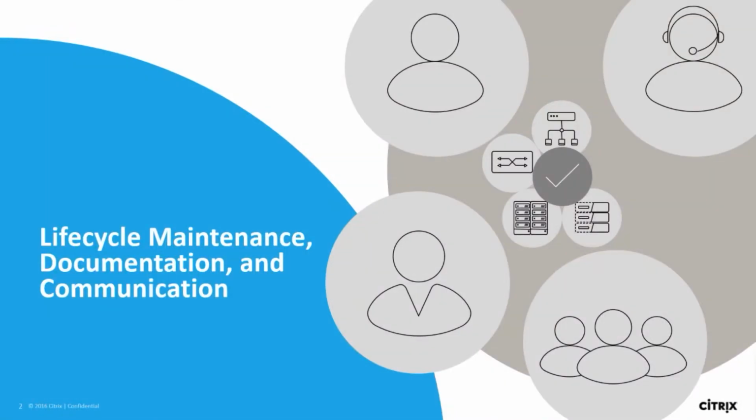Second, lifecycle maintenance, documentation, and communication. When a machine has a lifecycle event, like a reboot or an update, the dev team might let the admins know. Then the admin performs a task on that machine. Then the admin needs to update all of the stakeholders of the event and document the remediation.